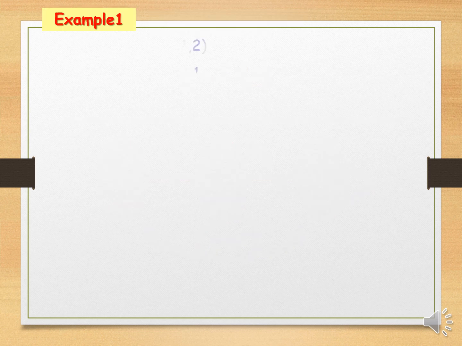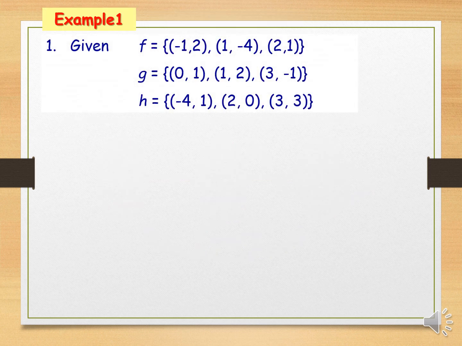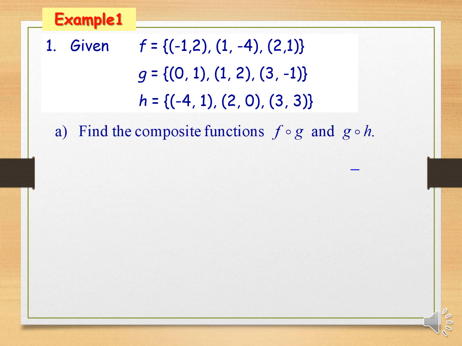Example 1. Given f is the set of ordered pairs (-1, 2), (1, -4), (2, 1). g is the set of ordered pairs (0, 1), (1, 2), (3, -1). And h is the set of ordered pairs (-4, 1), (2, 0), (3, 3). Find the composite functions f composite g and g composite h.